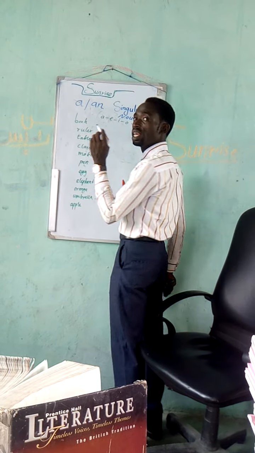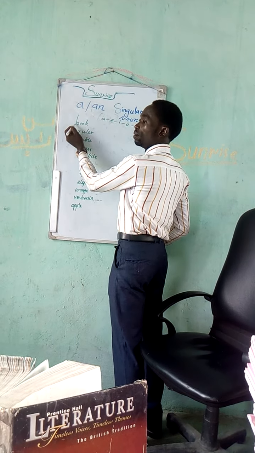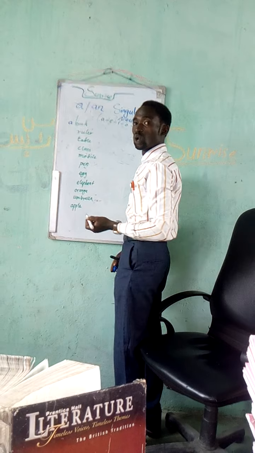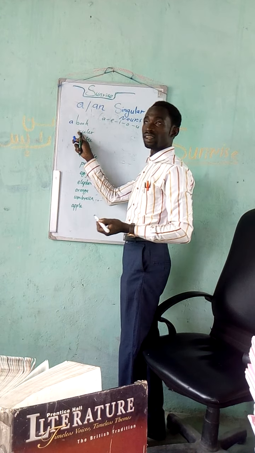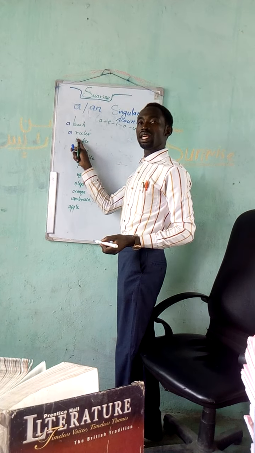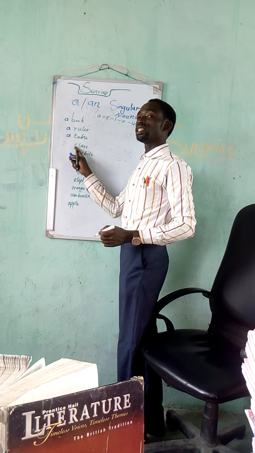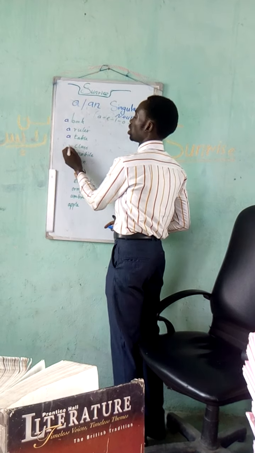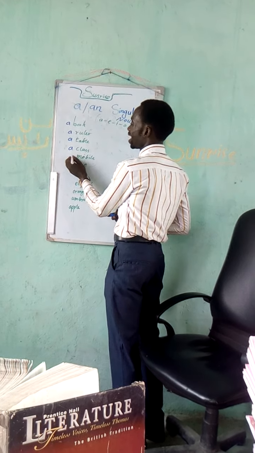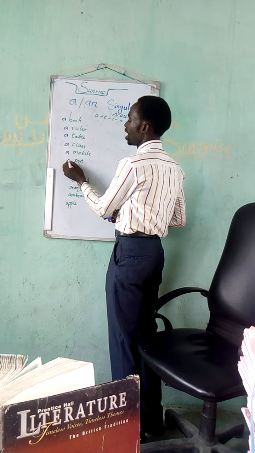For example, let's see the initials of the words. Here we have B. Is B consonant or vowel? B is consonant, so you say a book. Ruler, R is consonant, so you say a ruler. Table, T is consonant, so you say a table. Class, C is a consonant sound, so you say a class. Mobile, M is consonant, so you say a mobile. And pen, P is consonant, so you say a pen.